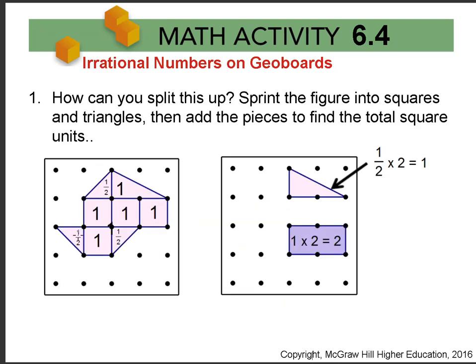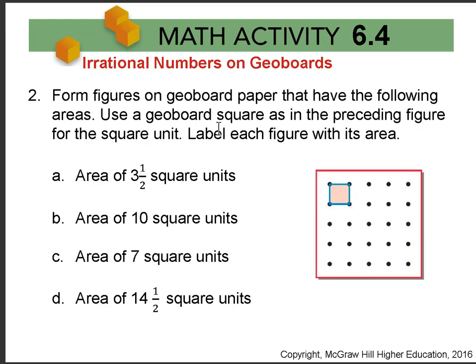I have that figure divided up here into squares and triangles. These triangles are half a square or half a square unit. This triangle is half of this rectangle with 2 square units, so this triangle is 1 square unit. Just a little detail on that. In number 1, we ask you to form figures of 4 different square unit areas that we give you.